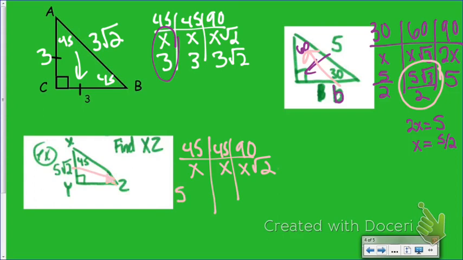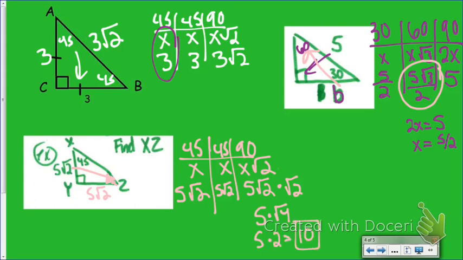So 5 root 2 is x. So that means my other side is 5 root 2, across from the other 45. But then my hypotenuse, x, gets replaced with 5 root 2, but then x is still multiplied by the square root of 2. So 5 root 2 times root 2 is actually 5 times the square root of 4. And we know that that's the same thing as 5 times 2, which is 10. So my missing side here, the hypotenuse, is actually 10.